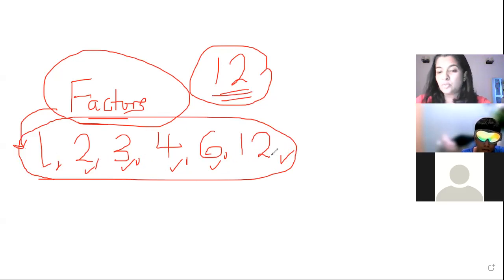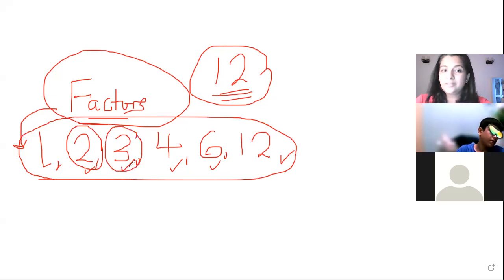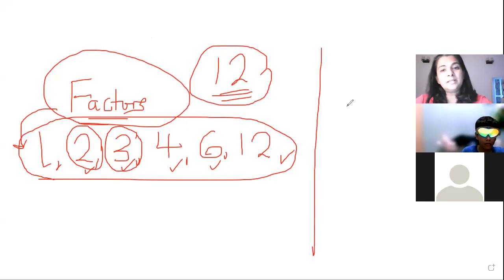1, 2, 3, 4, 6, 12. Which is the prime? 2 and 3. Do you understand? So 2 and 3 are known to be now as the prime factors of 12. Okay. Now, factors, I can add another number here.